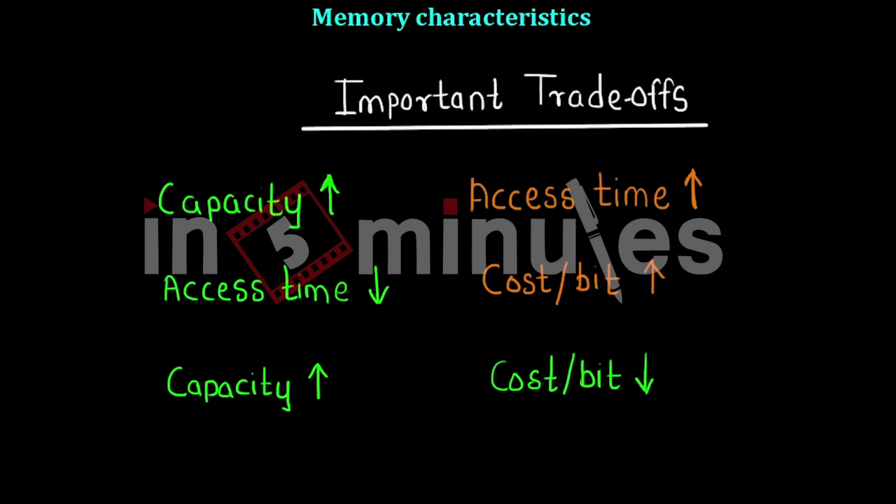The third trade-off is the capacity and cost per bit. Now, this is not typically a trade-off. It is another relationship, and it is actually desirable because as we go down the hierarchy, we have seen that the capacity of the memory increases, and the cost per bit also decreases. So, using these relationships, we can design a memory which is suitable for a particular application. That is why the trade-offs are most important to study.